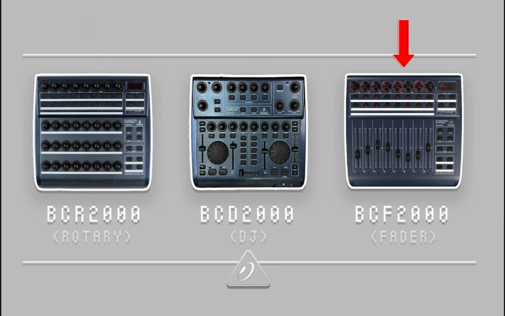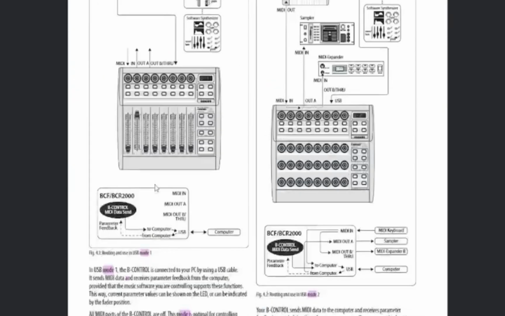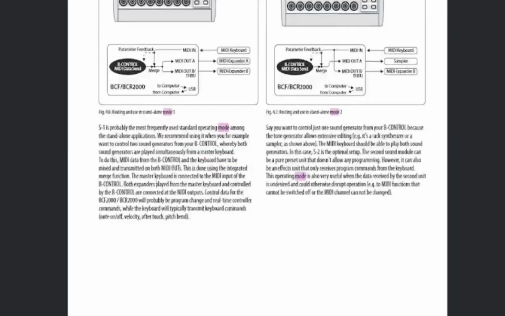The BCF2000 includes 8 motorized faders. The cool thing here is that it means you can record automation or set a volume to a precise value, and when the change happens in your digital audio workstation, the controller reflects that. Just imagine you load up your DAW, and whatever tracks are in your set, the device updates the location of those faders automatically.